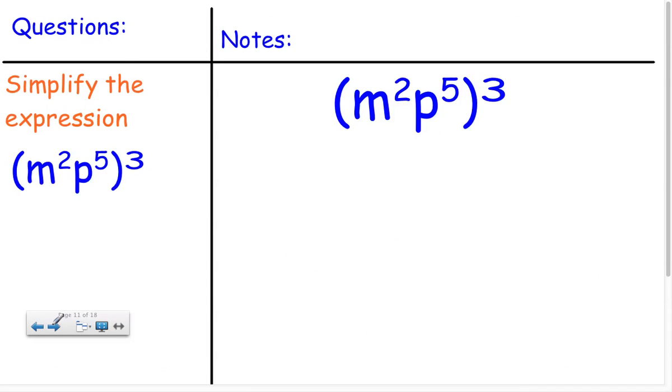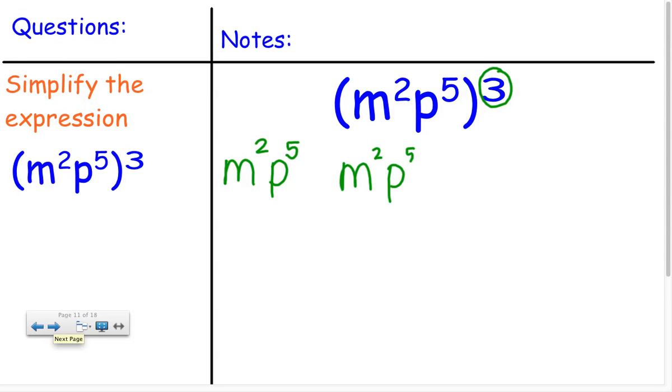First example, simplify the expression: m squared times p to the fifth, all raised to the third power. Now when I have a parenthesis and an exponent outside of my parenthesis, I always look to that outside exponent first. Since that's a 3, that means m squared p to the fifth is being multiplied by itself 3 times. So I'm going to write that down 3 times: m squared p to the fifth, m squared p to the fifth, m squared p to the fifth. And then I'm going to put my squiggle in between each one to break them up.